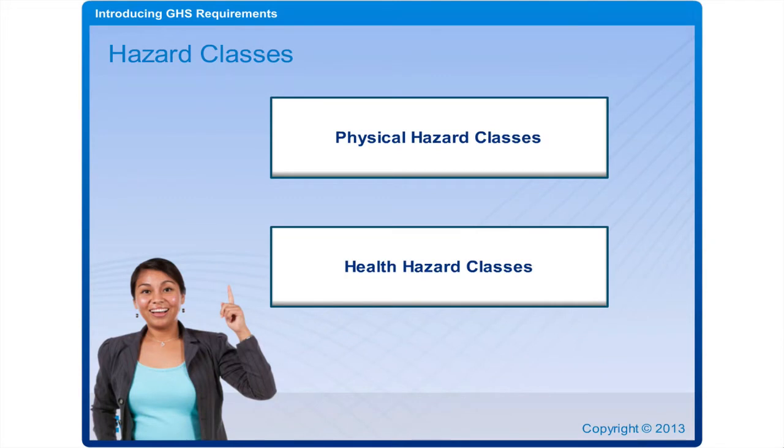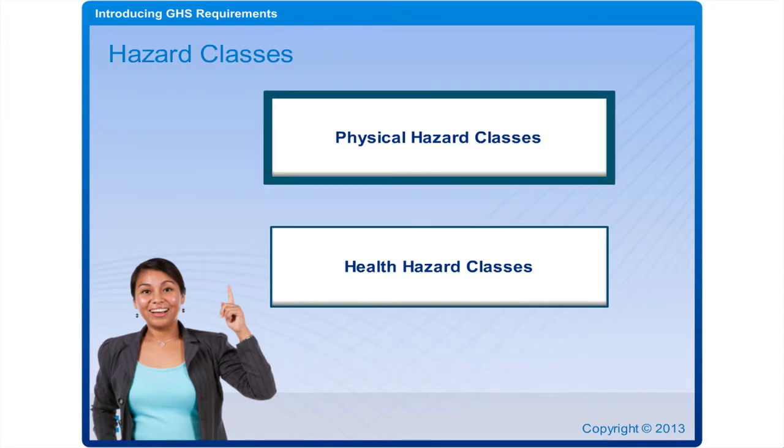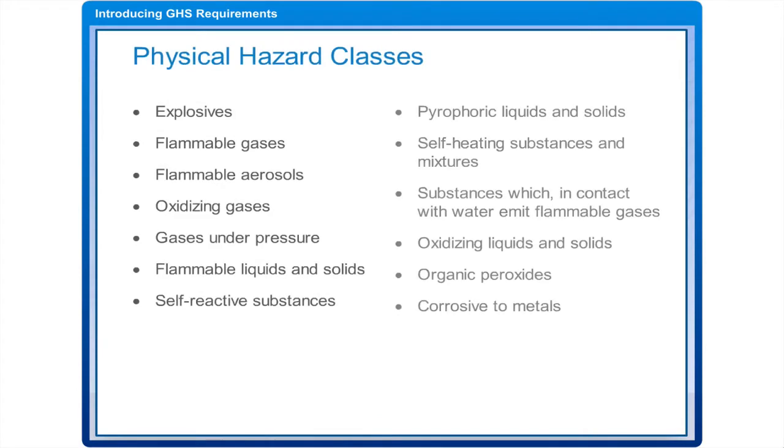Let's take a look at both of these hazard classes. Physical hazards are more straightforward and are based directly on the SDS attribute data. Health hazards are more complex to classify. We'll begin with physical hazards. Here are the physical hazard classes.